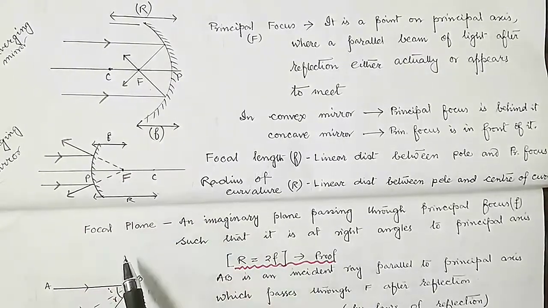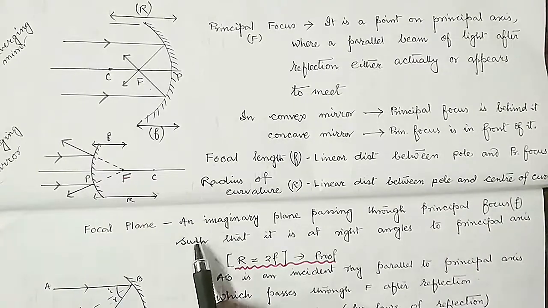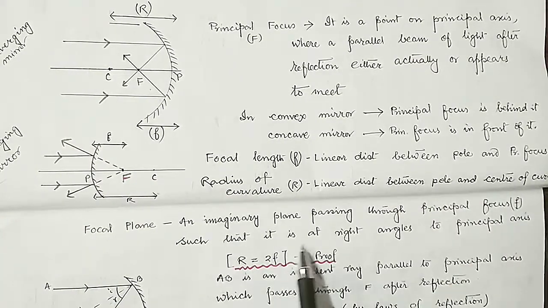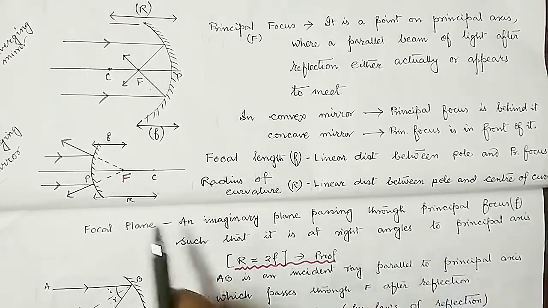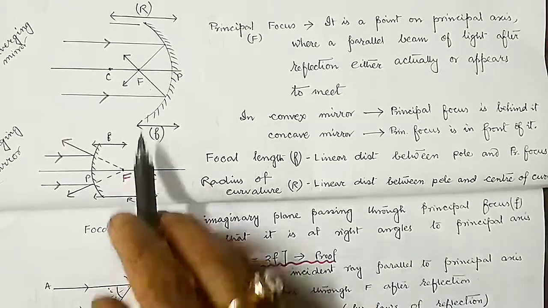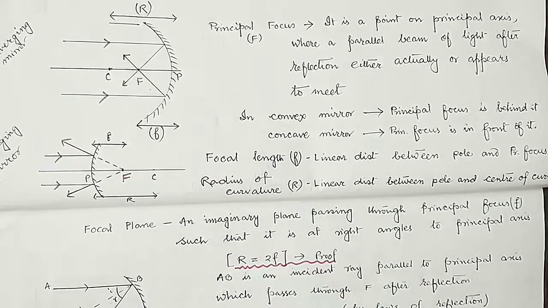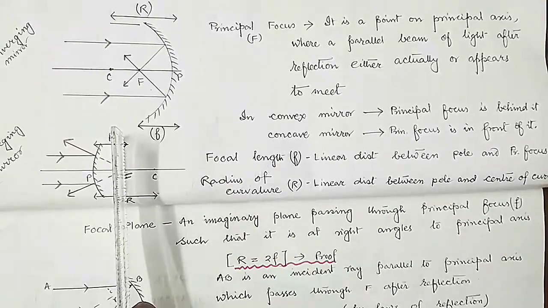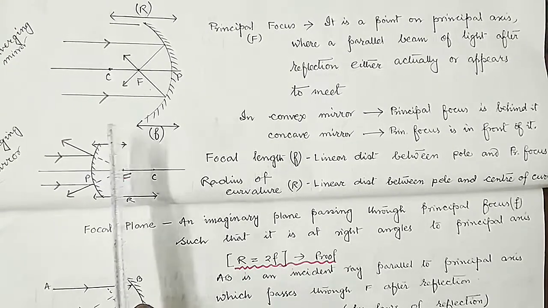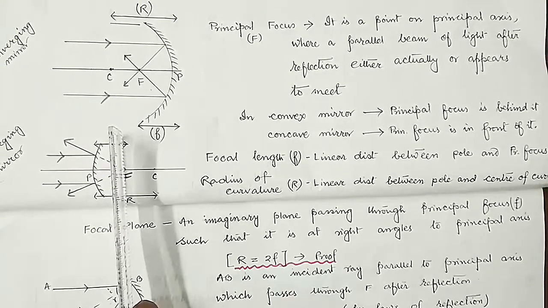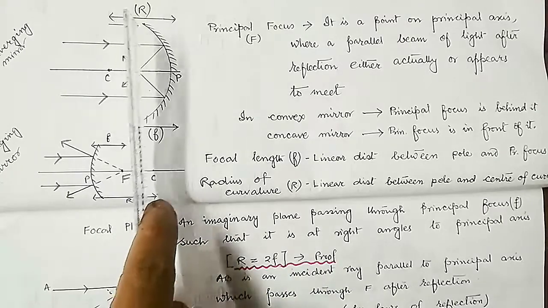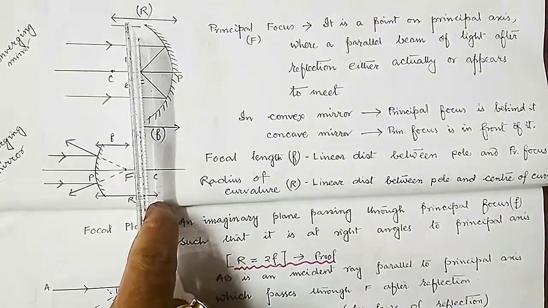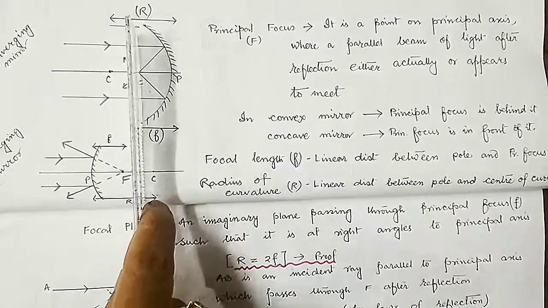Okay, and what is focal plane? It is an imaginary plane passing through principal focus such that it is at right angles to principal axis. So here you can see this is the principal focus. Now if I imagine one plane which is perpendicular to the principal axis and passing through principal focus, those planes are called focal plane. Suppose this is the plane which passes through F and is perpendicular to the principal axis. This type of planes are called focal plane.